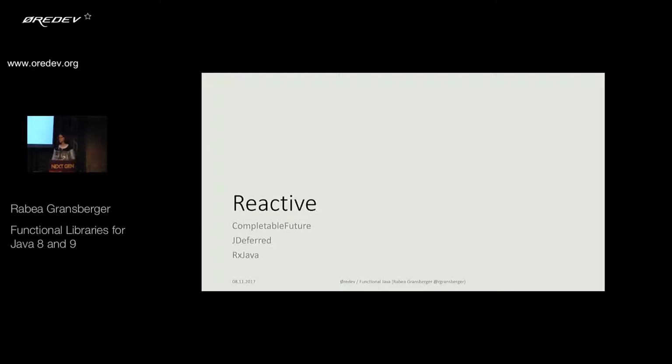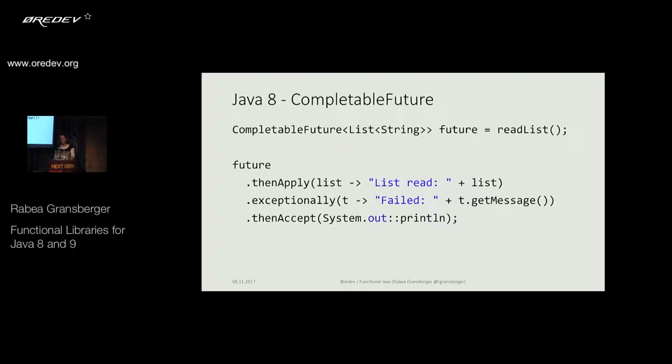Now we go to reactive libraries. What we are used to doing is really sequential processing of stuff, right? And if we wanted to execute something in the background from JavaScript, we are used to having callbacks. That wasn't really possible in a nice way before Java 8, but with Java 8 we now, for example, got the CompletableFuture.